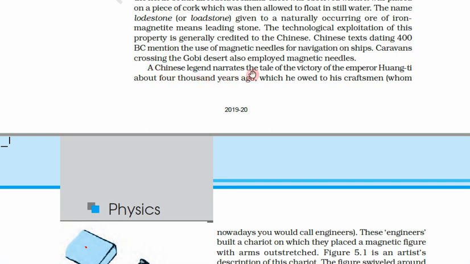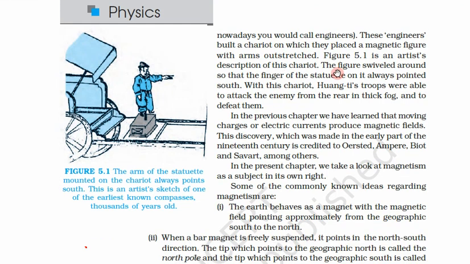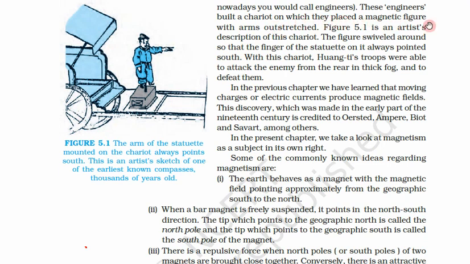A Chinese legend narrates the tale of the victory of Emperor Huang Ti about 4000 years ago, which he owed to his craftsmen, whom nowadays you would call engineers. At that time they were called craftsmen. These engineers built a chariot on which they placed a magnetic figure. So here you can see, on the chariot there is a magnetic figure with arms outstretched. So one arm is outstretched. Figure 5.1 is an artist's description of this chariot.